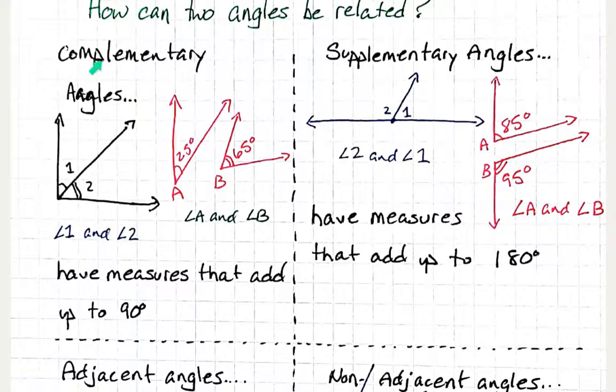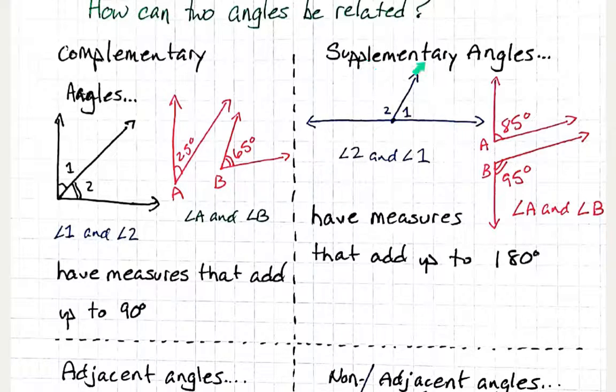1. Complementary angles. Complementary angles have measures that add up to 90 degrees. So if I have two angles that together make a right angle, they are complementary angles. If I have two angles that don't come together to make a right angle but happen to have measures that still add up to 90, they are complementary angles.